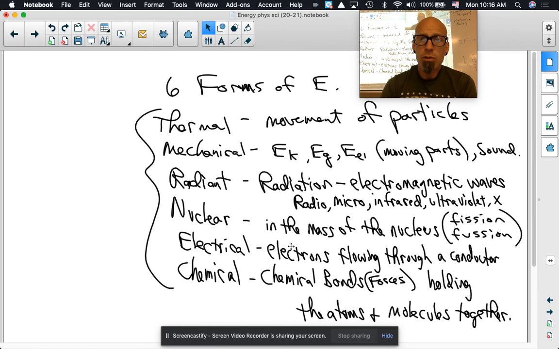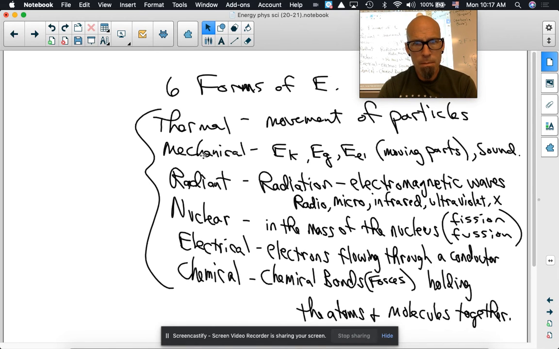Electrical. We're talking about electrons that are flowing through a conductor, typically, is what we're referring to with electrical energy. And that, since it says electrons flowing through, that seems like it's mostly a kinetic or movement kind of energy. And then we have chemical. And again, the energy with chemical energy is stored in the chemical bonds, which are forces. Those are the forces that are holding the atoms and molecules together in a substance. So chemical energy, again, is stored in the bonds or the forces that are holding the matter together.